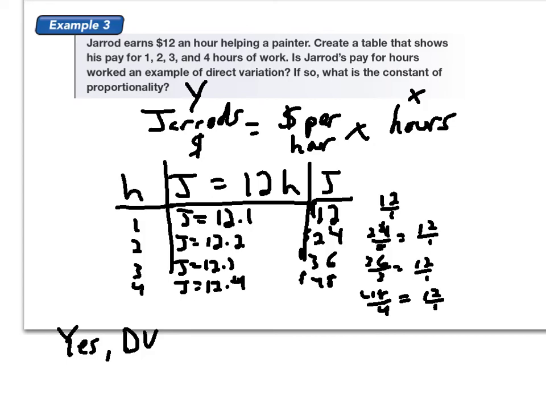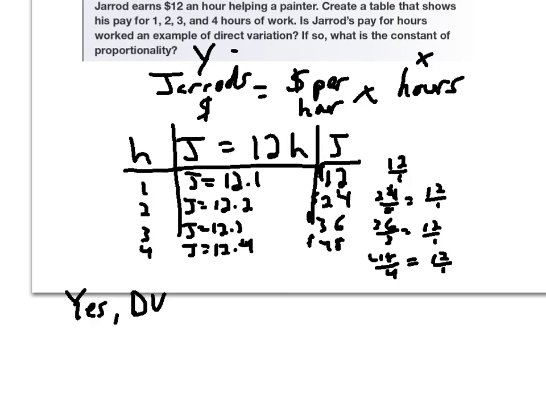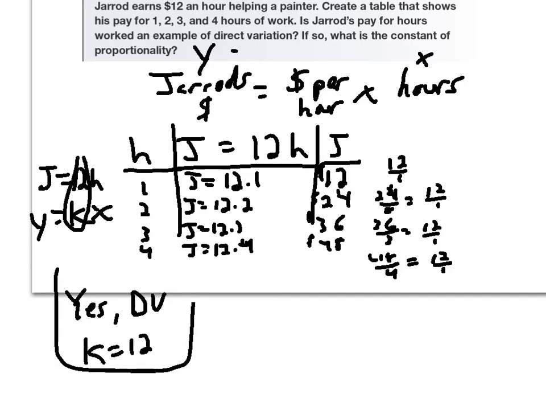And we want to know, what's the constant of proportionality? Okay, well, the constant of proportionality, again, is the number that we are multiplying by every time. We are multiplying by 12. So again, I can take my equation, J equals 12H, and underneath it write y equals k times x, and the constant of proportionality is always the k number. So k equals 12 in this case for the constant of proportionality.